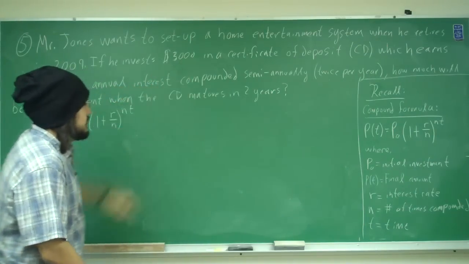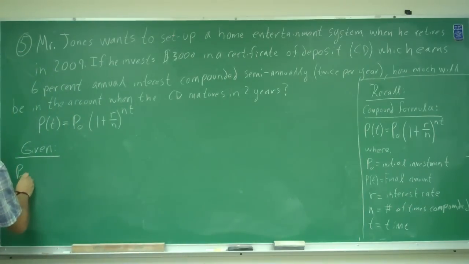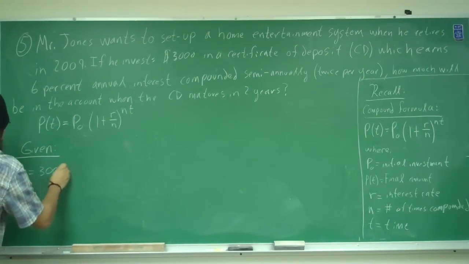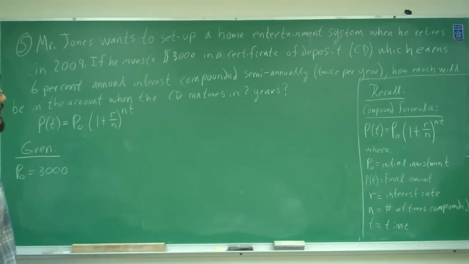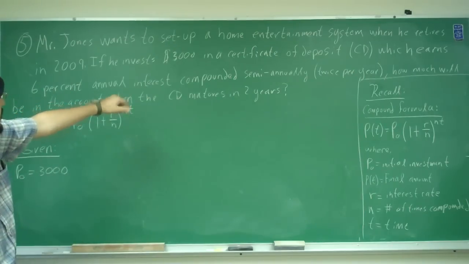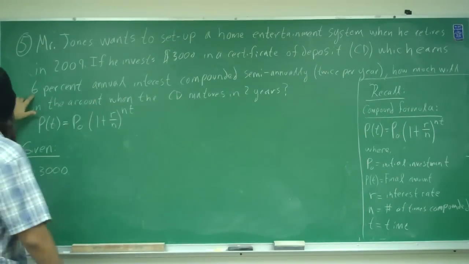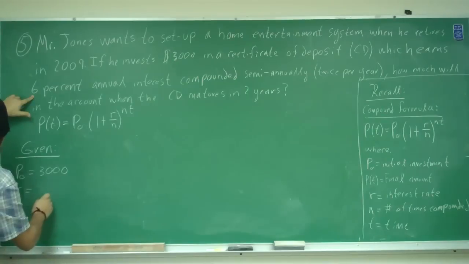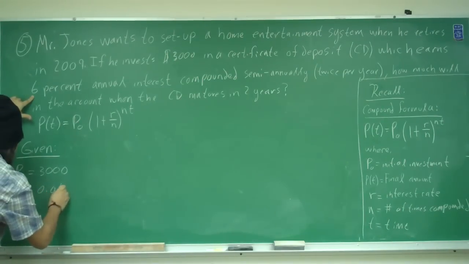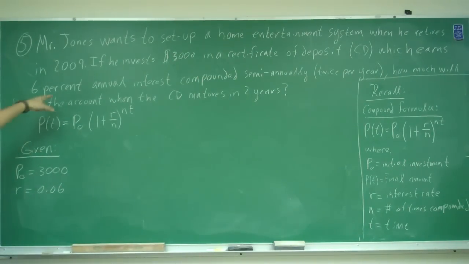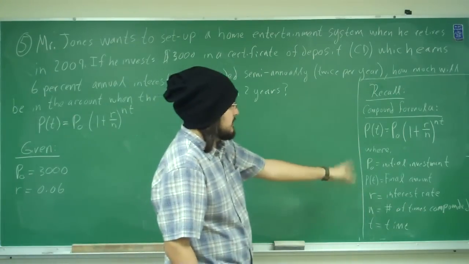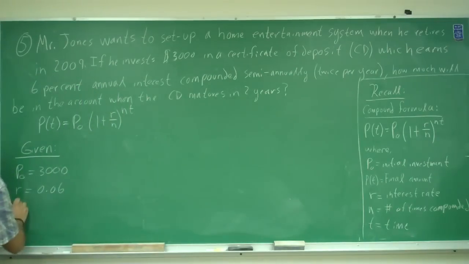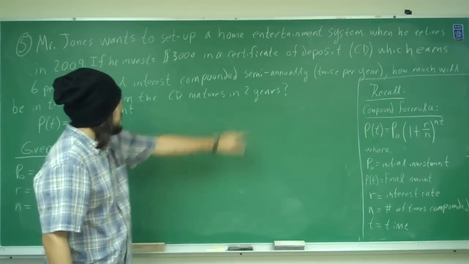Let's read this. He invests $3,000, that's our initial investment, so P sub naught is 3,000. 6% annual interest, okay, so interest rate, 6%, which is also the same as saying 0.06, that's our interest rate. Semi-annually, so that's twice per year, so that's the number of times compounded, so N is equal to 2. And what are we looking for? What are we missing? Oh, 2 years, so T equals 2.